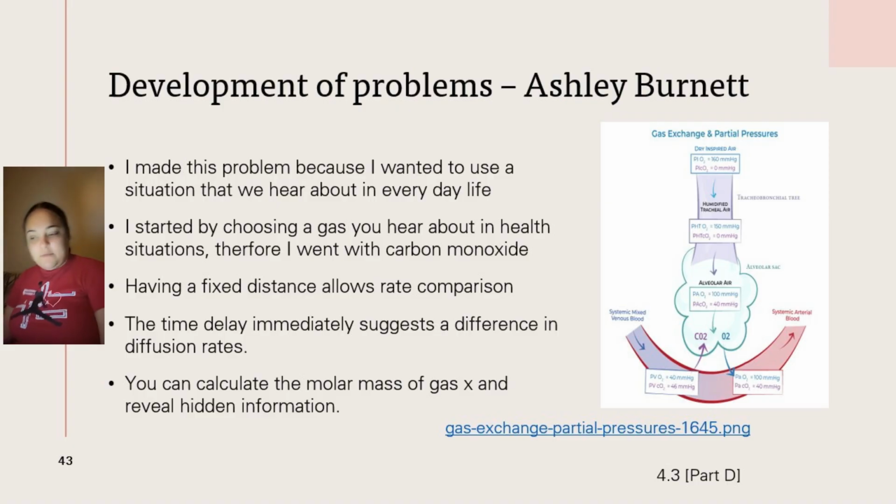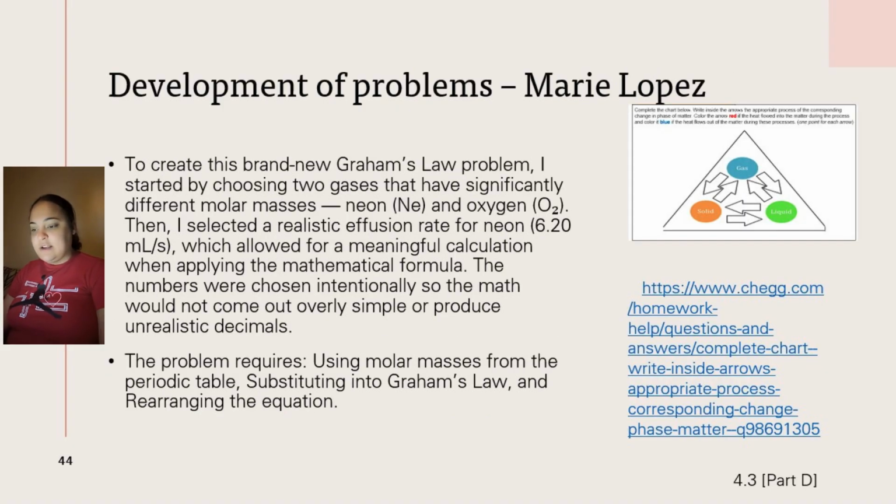The development of the problem is to create this brand new Graham's law problem. I started by choosing two gases that have significantly different molar masses, neon and oxygen. Then I selected a realistic diffusion rate for neon, which allowed for a meaningful calculation when applying the mathematical formula. The numbers were chosen intentionally so the math would not come out overly simple or produce unrealistic decimals.